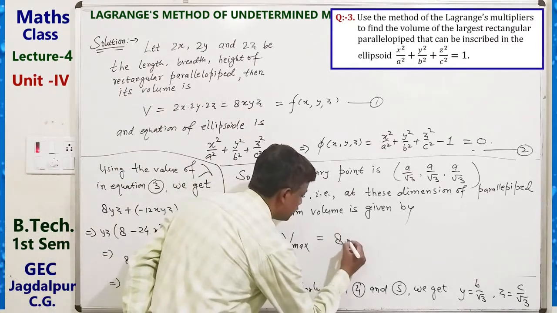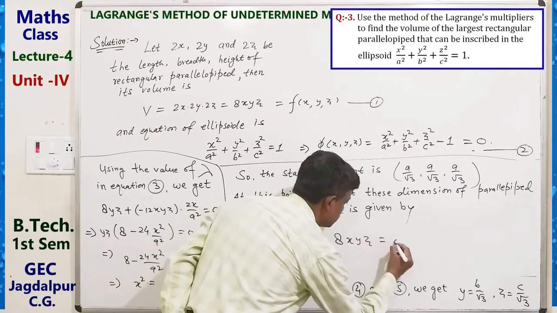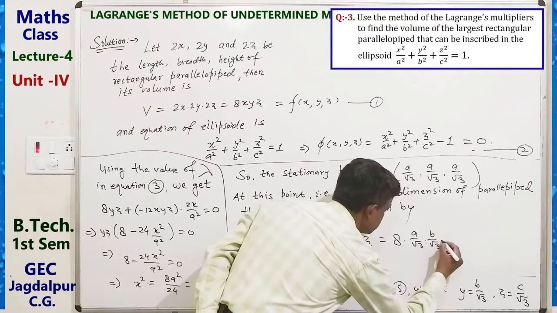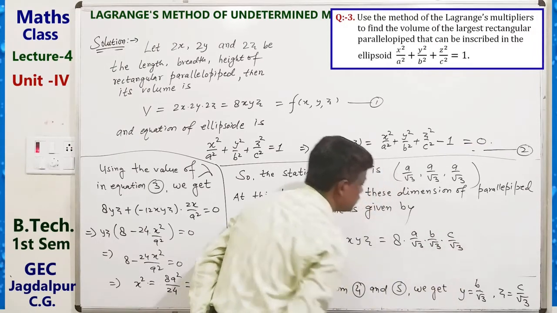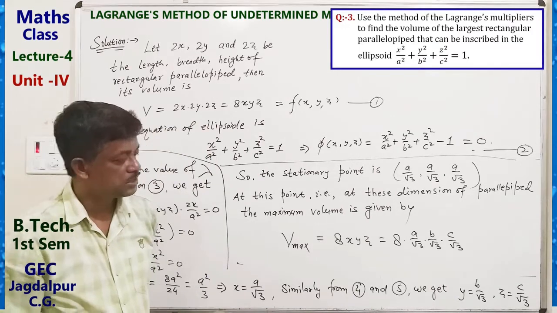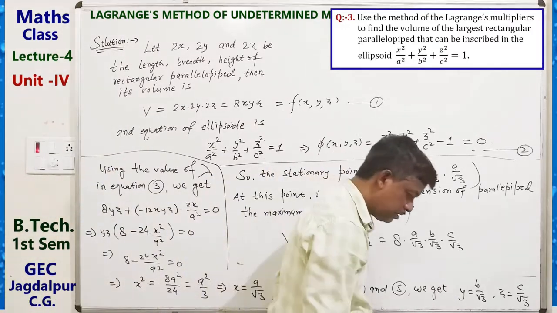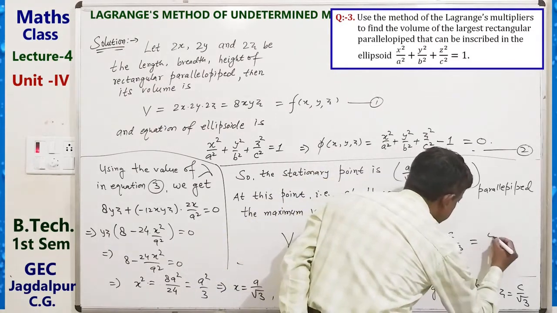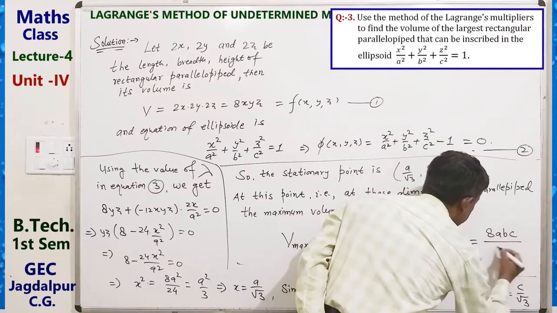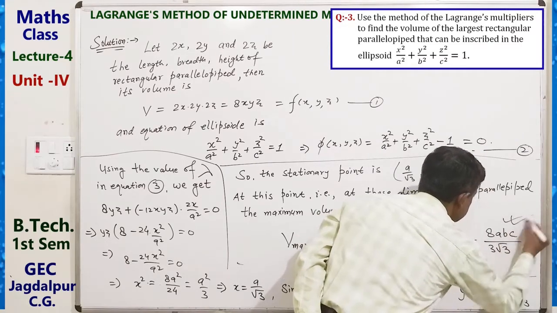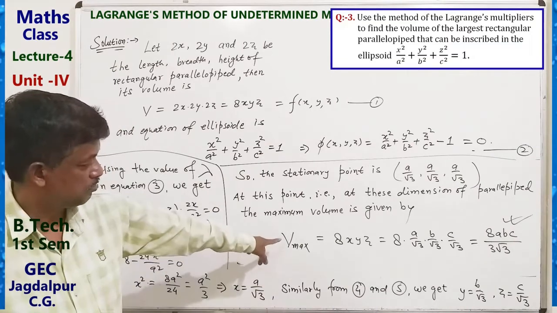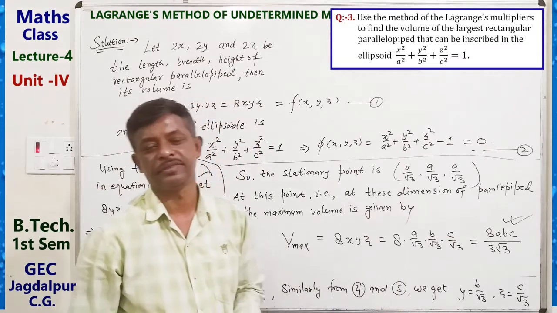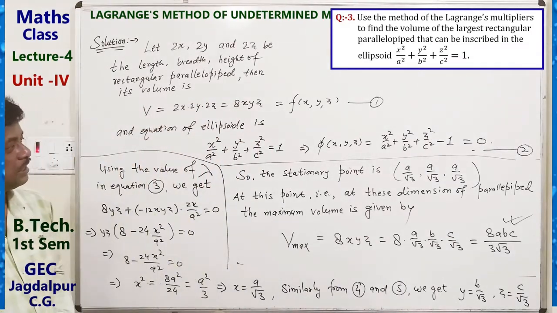So 8xyz means 8 into a by root 3, b by root 3, c by root 3. Okay, so 8abc by, what will be the value? 8abc by 3 root 3. So this is our answer. Maximum volume, 8abc by 3 root 3. Okay. So this is the technique for solving.